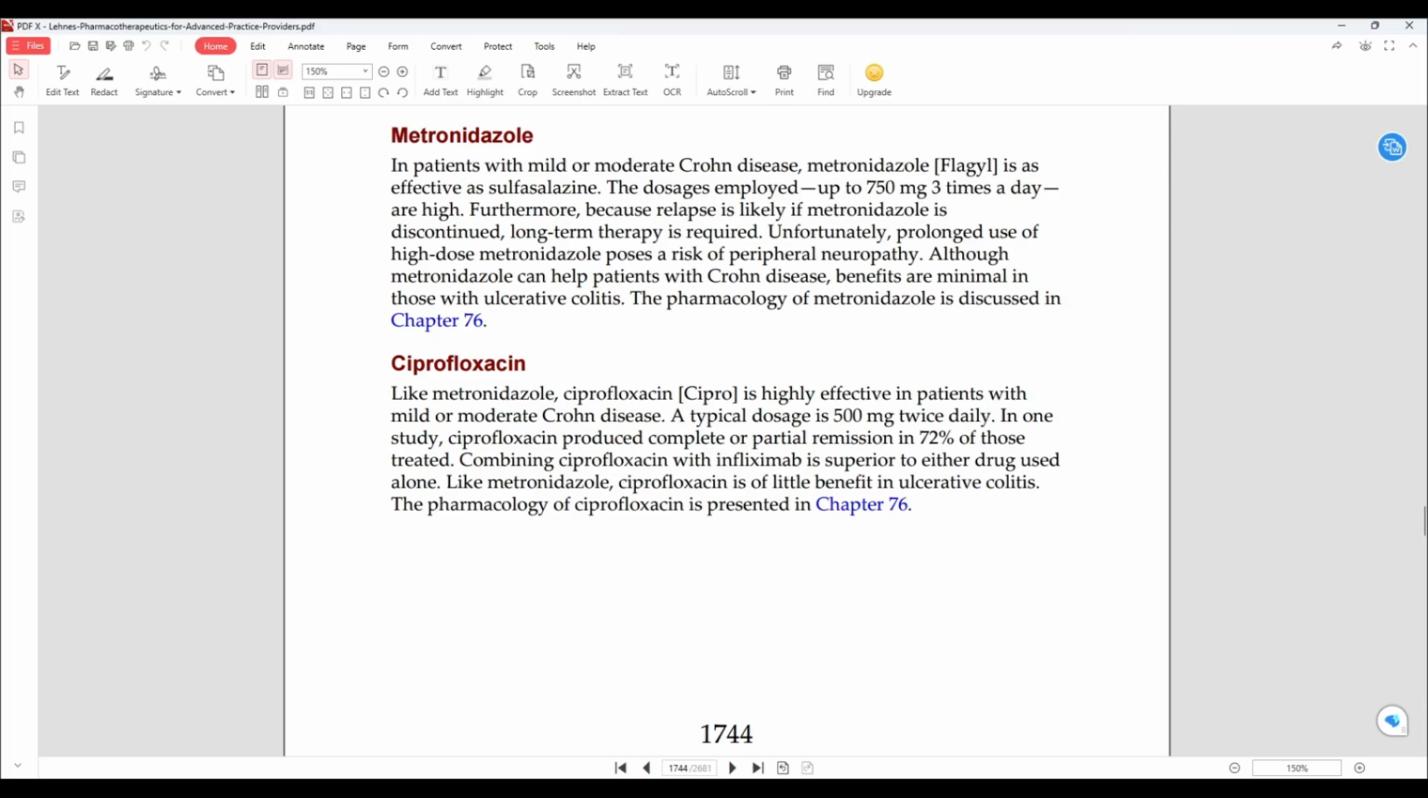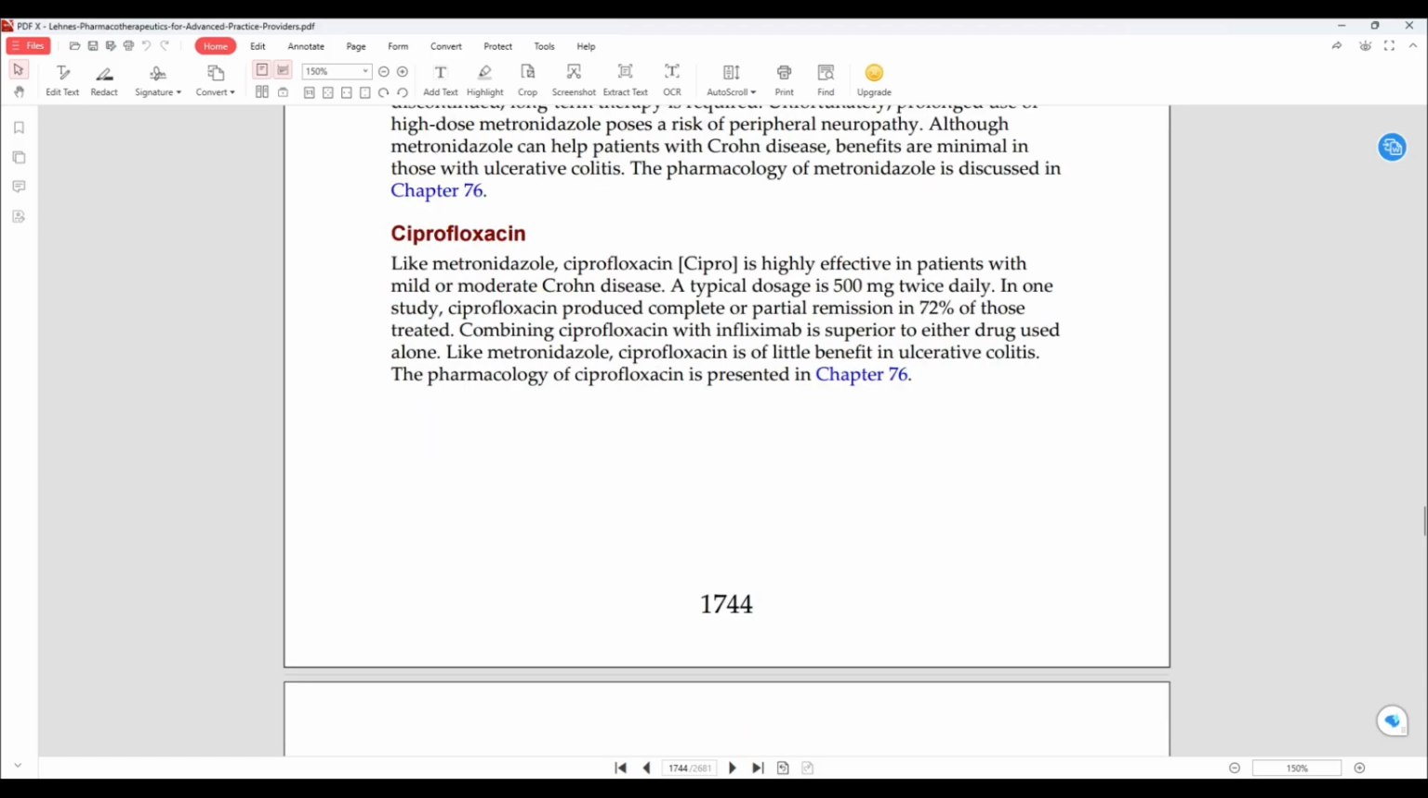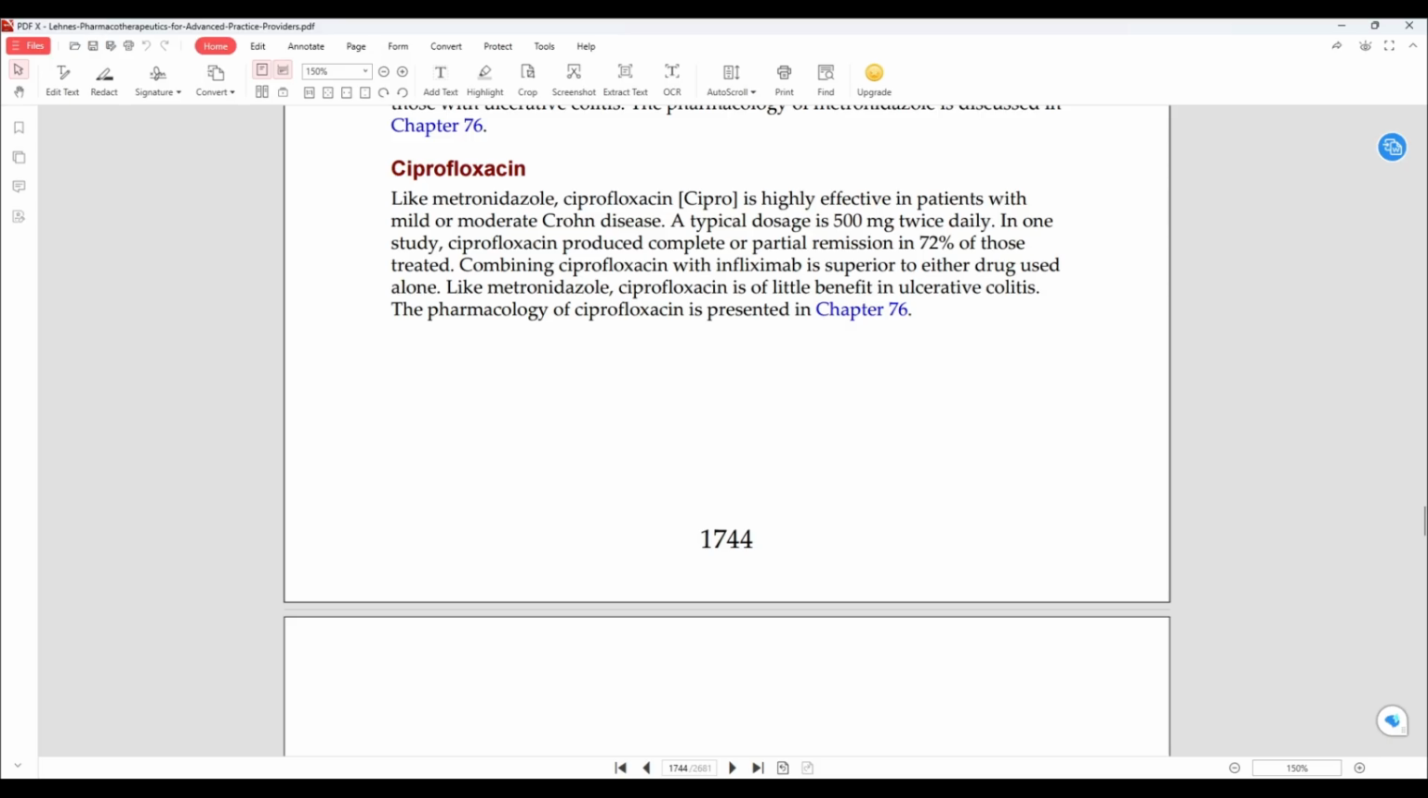sulfasalazine. The dosages employed are 750 milligrams 3 times a day and are considered high. Furthermore, because relapse is likely if Flagyl is discontinued, long-term therapy is required. Unfortunately, prolonged use of high-dose Flagyl poses a risk for peripheral neuropathy. Although Flagyl can help patients with Crohn's disease, the benefits are minimal in those with ulcerative colitis. The pharmacology of Flagyl is discussed further in Chapter 76, which leads us now to the ciprofloxacin, or Cipro.